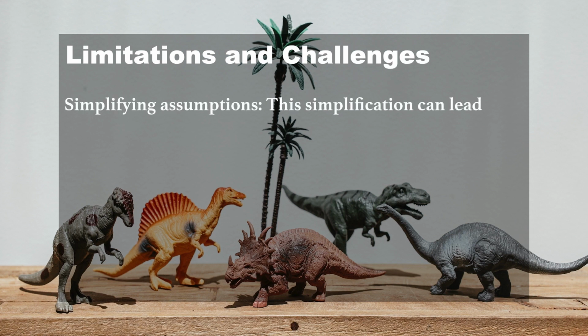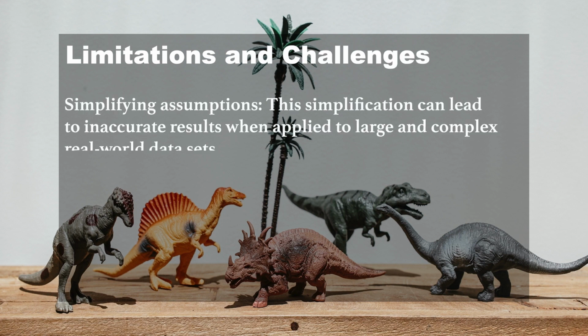Simplifying assumption means prey-predator models often simplify the real world population to 2 population types and use a basic mathematical model to represent the interaction between the 2 populations. These simplifications can lead to inaccurate results when applied to large and complex real world data sets.